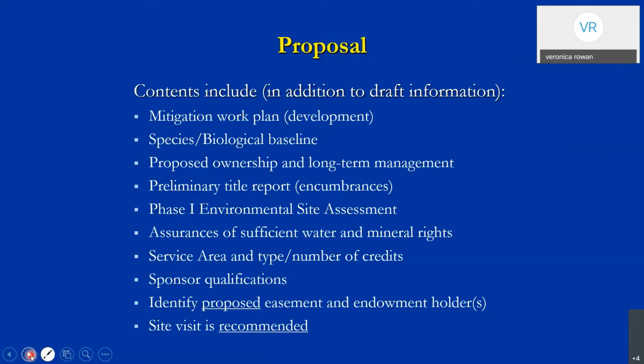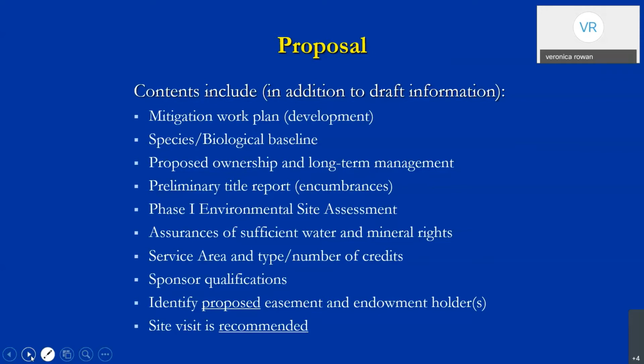Obviously the service area, and sponsor qualifications. Have they done this before? Do they understand all of the ins and outs of managing a bank, of operating a bank? The identification of the proposed easement and endowment holders, it's very important at this point to understand who might be the easement and endowment holders.